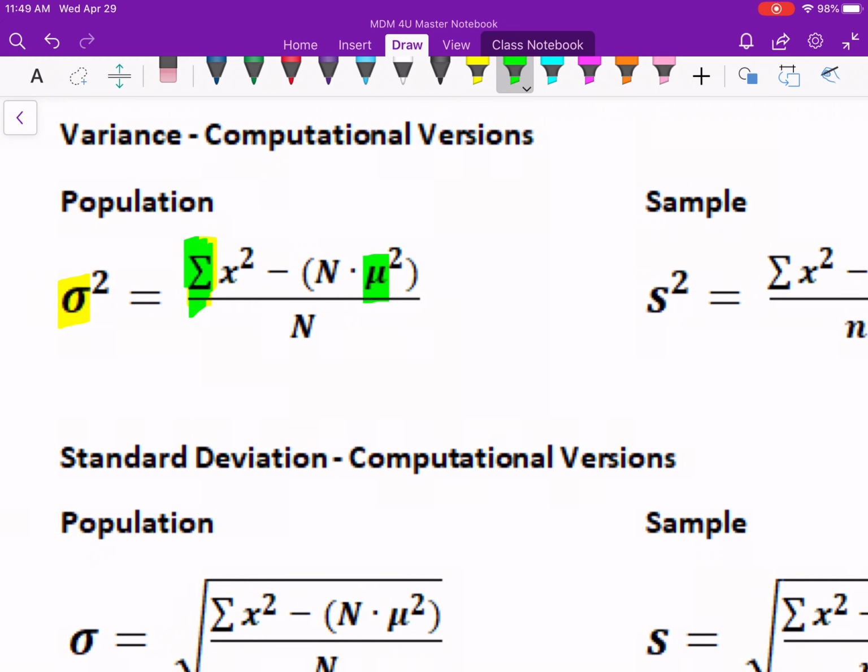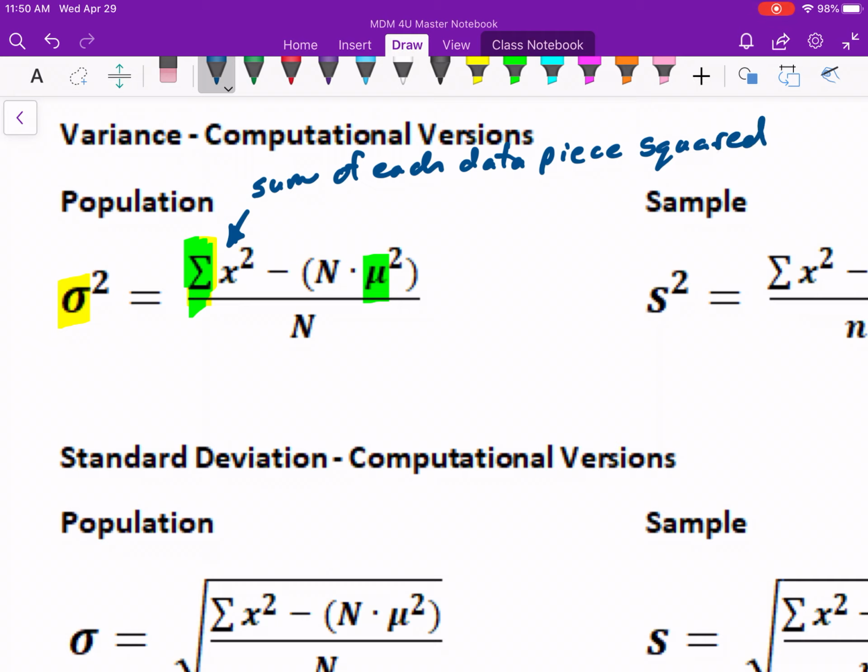So this whole thing together means the sum of each piece of data squared. If I have a list of numbers, I would square each number and then add them together. That's what this is telling me to do. And we know what all the other ones mean from before.